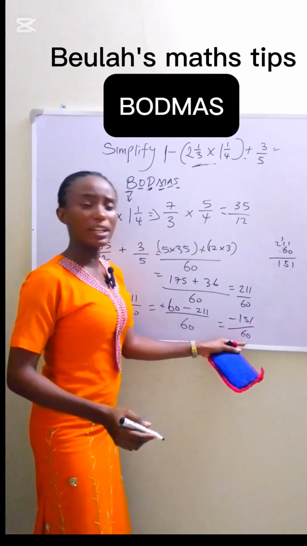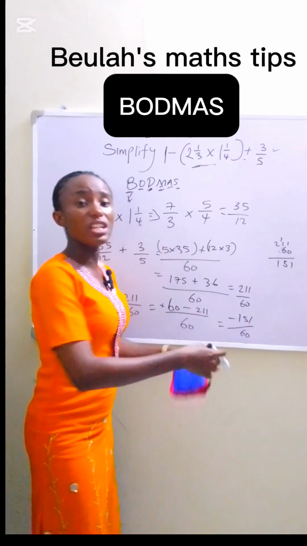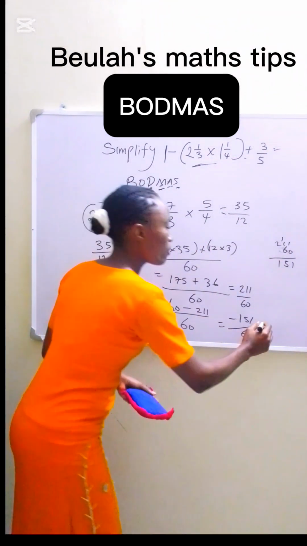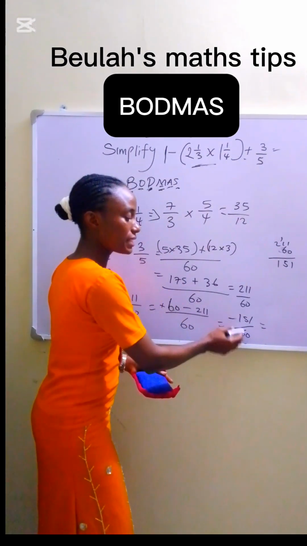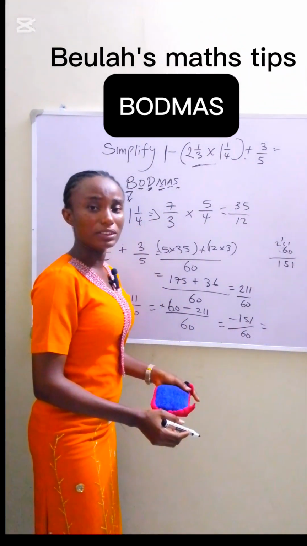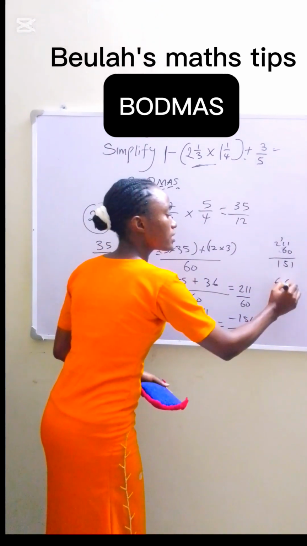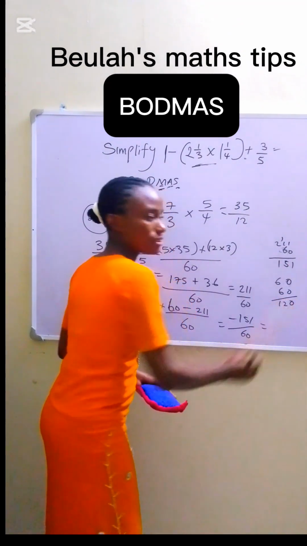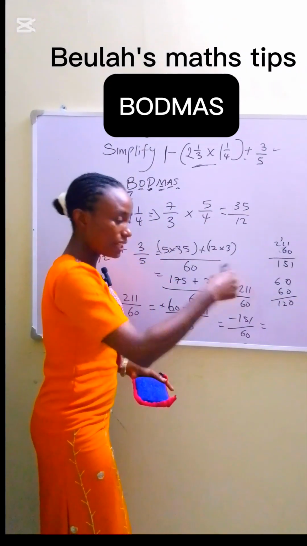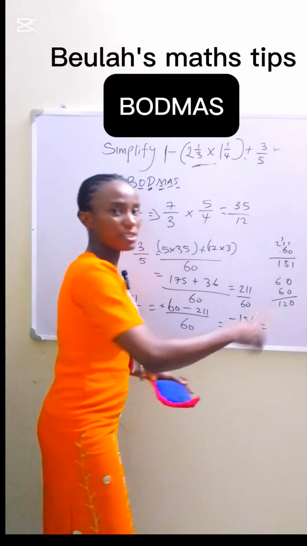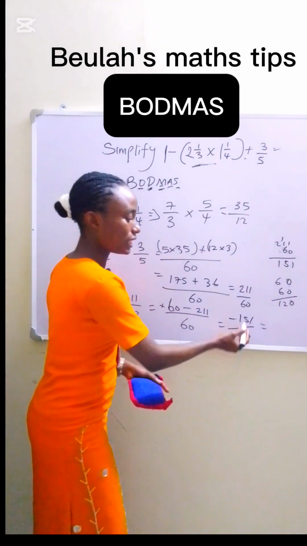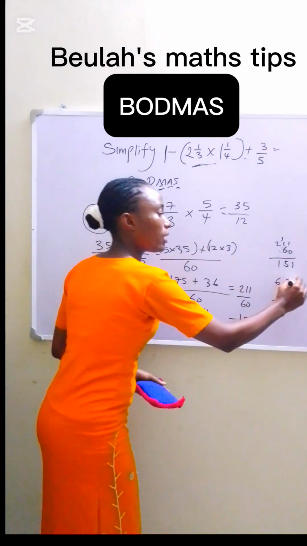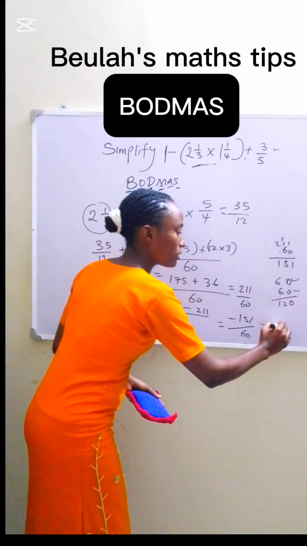But we're not yet done. Why? Because this is an improper fraction, and our question came with a mixed fraction. So we need to go back to a mixed fraction. How many 60 can we have in 151? Let's check. 60 plus 60, what do we have? We have 120. Can you see that? If I add another 60, it's going to give me 180, so it's more than that. So 60 will go into 151 how many times? 2 times. So put your minus 2 as the whole number.